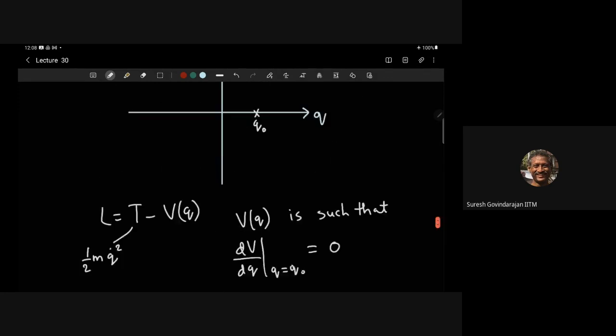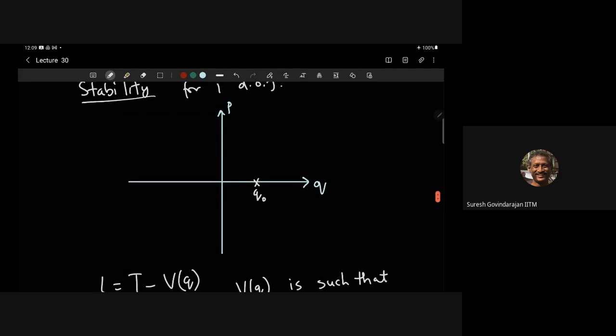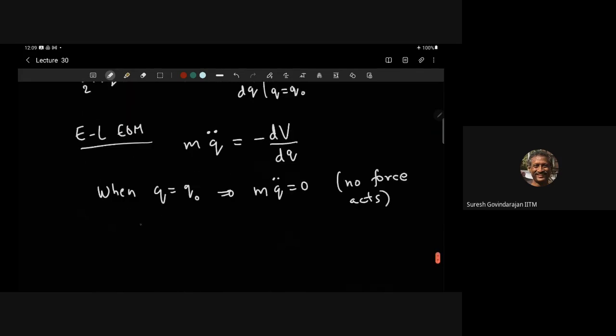Coming back to this point, you can see that Q0 and P equal to 0 is a fixed point. Is this clear? The force is 0. It started with P equal to 0, so it will remain, because P dot also remains 0.